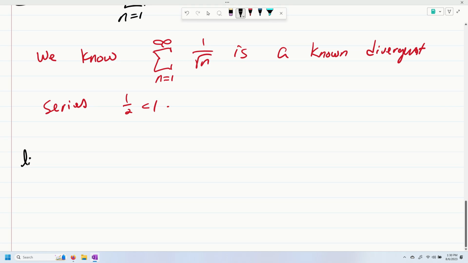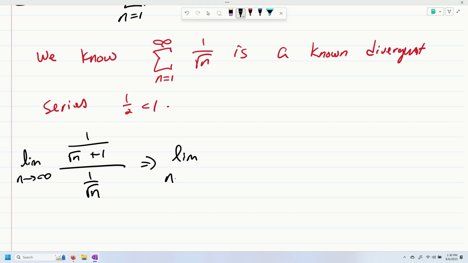So we're going to get the limit as n goes to infinity of 1 over the square root of n plus 1 all over 1 over the square root of n, which gives us the limit as n goes to infinity of the square root of n over the square root of n plus 1. When you go ahead and you substitute in the limit, you get 1.